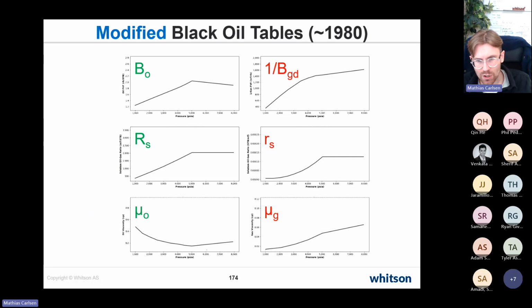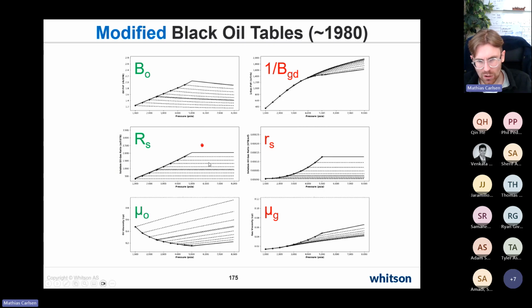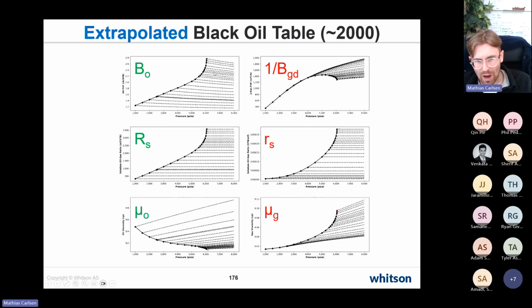a black oil table in general will not only have properties for these curves right here, but it will actually have properties for every single undersaturated curve as well, that you're looking at here as an example. The other thing you could do is extrapolate those tables to what's called a critical point, such that they become 100% continuous across the critical point. That's what we call an extrapolated black oil table. And a lot of the software now does that automatically.